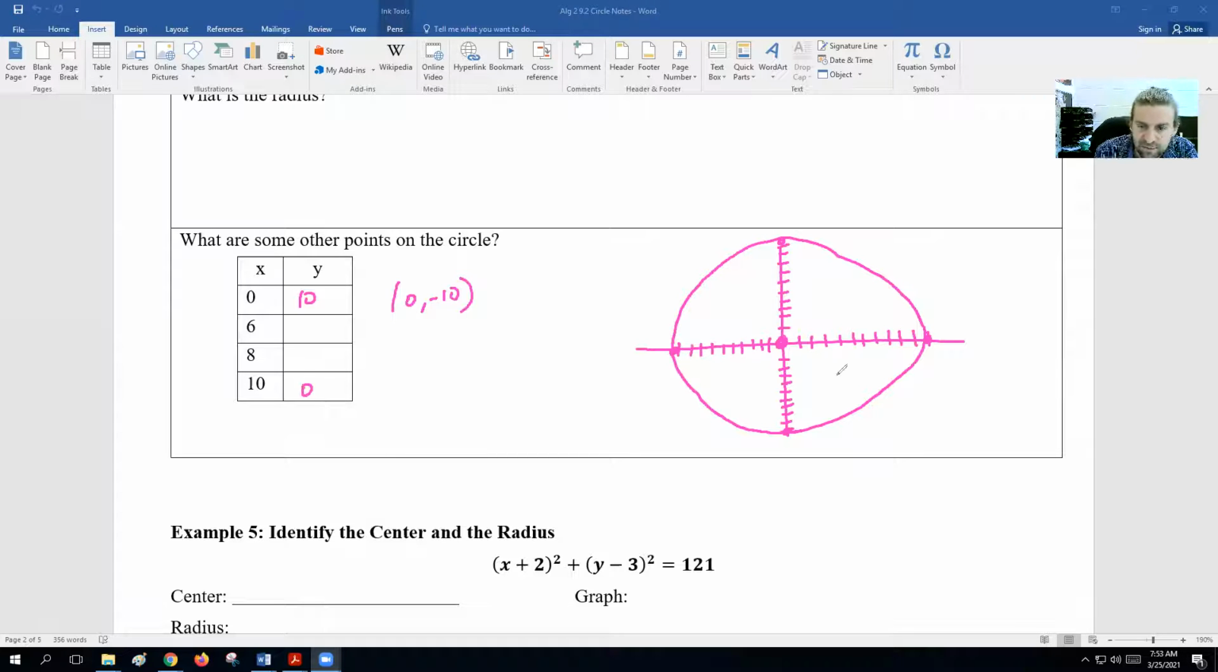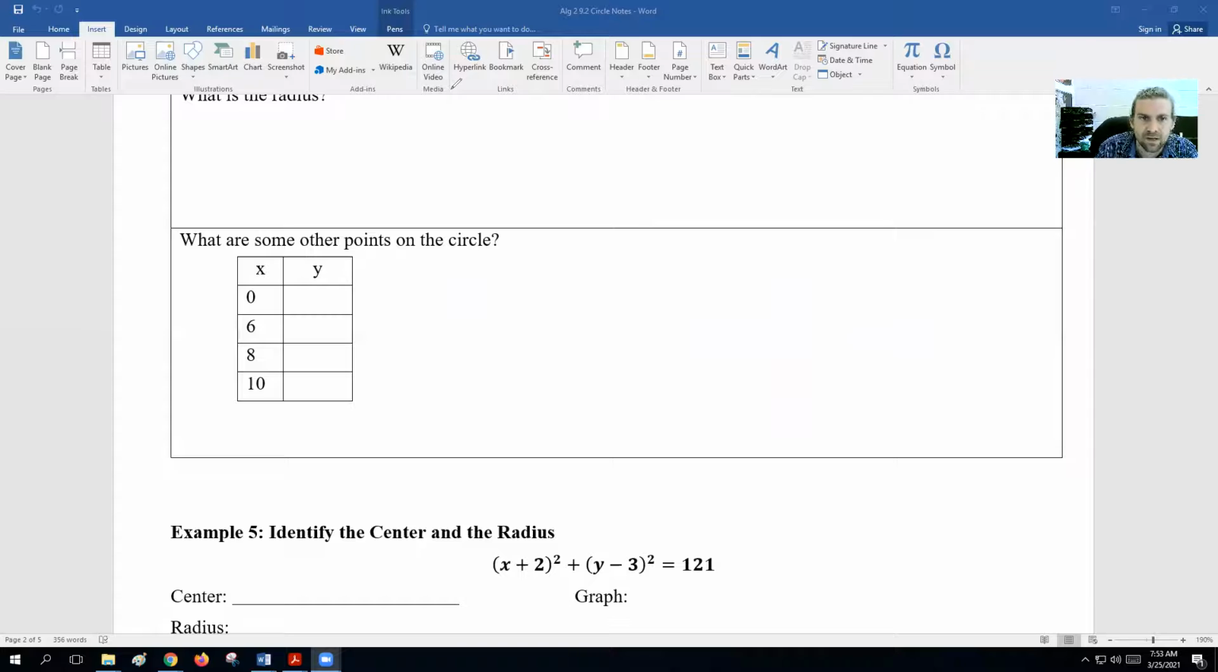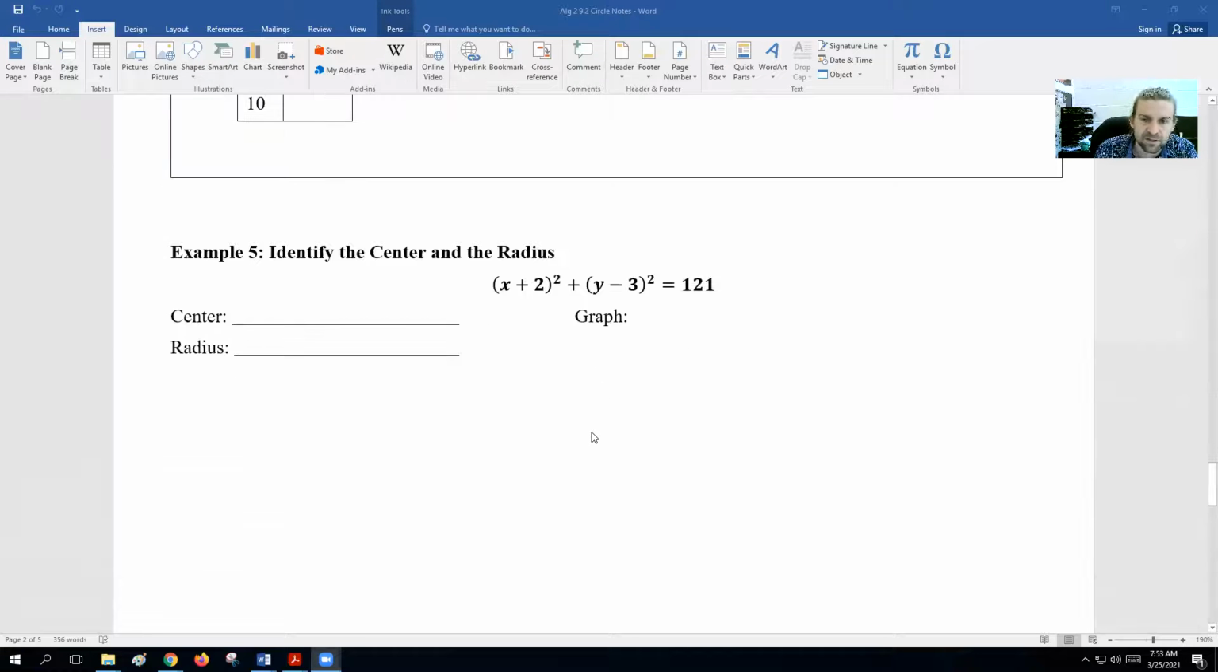Over 10, 0 would be a point here. For 6, you could go through and solve that problem, but I just like making the graph a little bit easier. All right, last thing we're going to do: if I give you an equation, can you find the center and radius? Go ahead and pause this video if you want to try this on your own.